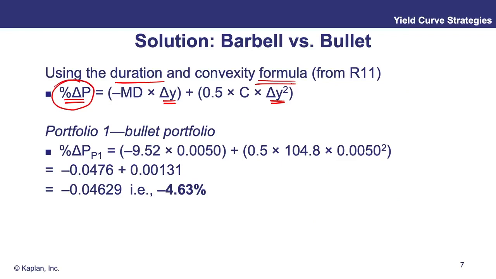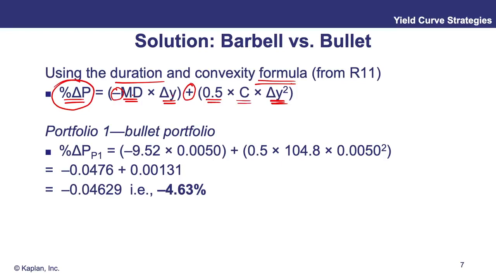And we know that the straight line, the duration estimate for changes in prices, you can just scale up the change in yield, then multiply through by the negative of duration to think about that linear relationship between price and yield. And here comes the convexity adjustment, which is always positive, and it's 1/2 of the convexity of the bond times change in yield squared.